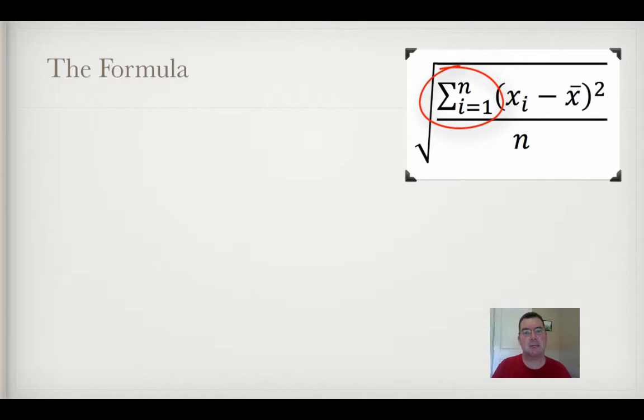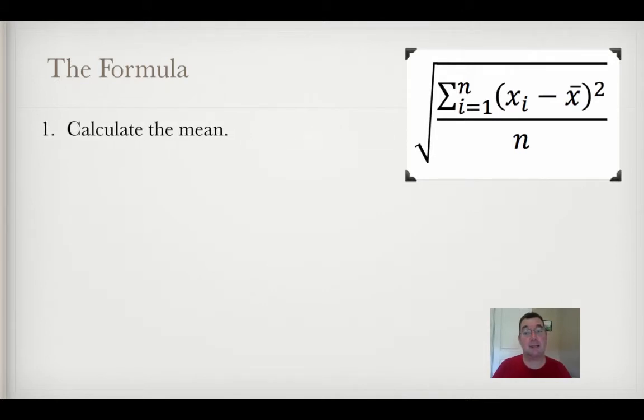That sigma sign means you are adding a bunch of things together. As i goes from 1 to n, you're going to take the ith term minus x bar, which stands for the mean of your data. You're going to square that, and then add all of those together, and then divide by the number of numbers in your list, and then square root that.